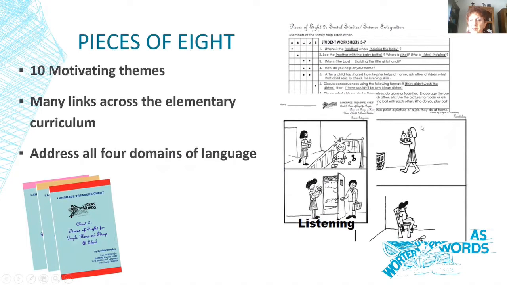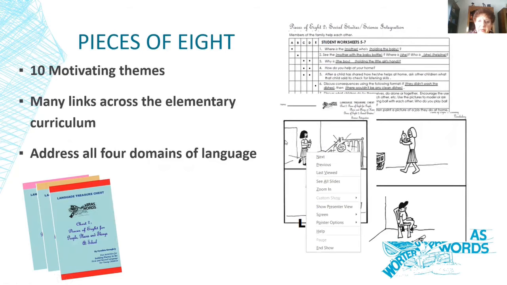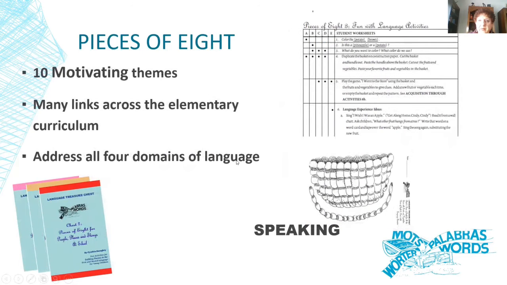listen and comprehend the word mother, but we want the mother with the bottle. Two mothers have babies, but only one mother has the baby bottle. And who is she helping? There's the baby. So they can point to the mother, or they can point to the baby when they're saying, who is she helping? Or they could say baby. Now in speaking, there is a worksheet here that is for fun with language.